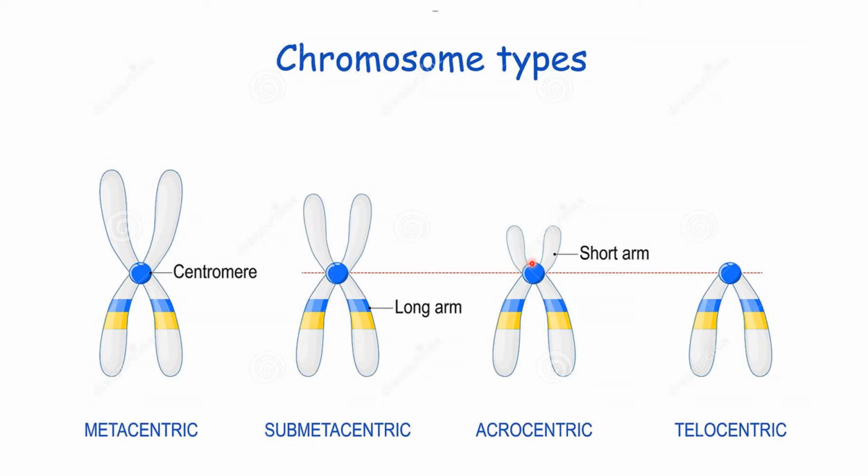In acrocentric chromosome, the centromere is very much near the end, leading to production of one very short arm and one very long arm. Whereas in telocentric chromosome, the centromere is present at the tip, leading to production of only long arms. There are no short arms.